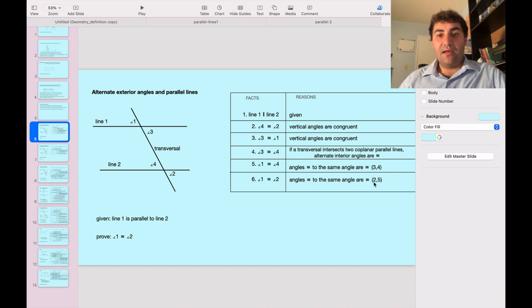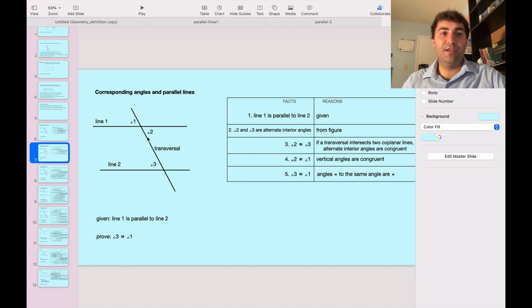If we look at statements 2 and 5, angle 4 is congruent to angle 2, and angle 1 is congruent to angle 4, then angle 1 and angle 2 are both congruent to the same angle, angle 4, so they're congruent to each other. Angle 1 is congruent to angle 2. Same reason, angles congruent to the same angle are congruent. But angle 1 and angle 2 are exterior angles, right? So we just proved if line 1 and line 2 are parallel, then a pair of alternate exterior angles are going to be congruent.